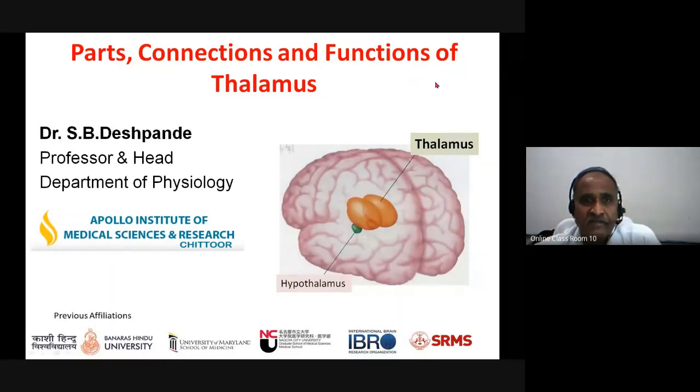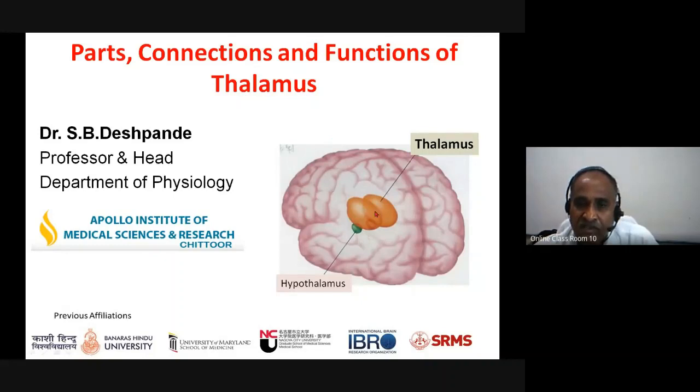Today I am dealing with the parts, the connections, and the functions of thalamus. In the recent textbooks of physiology, the description of thalamus is not extensive. It is just given in a paragraph or two in Ganong or Guyton. Here is a picture of the brain.